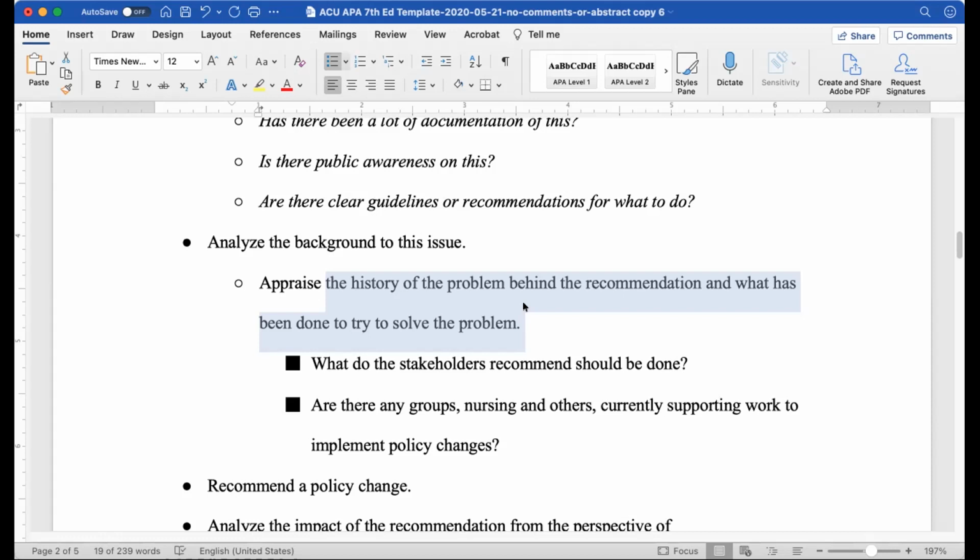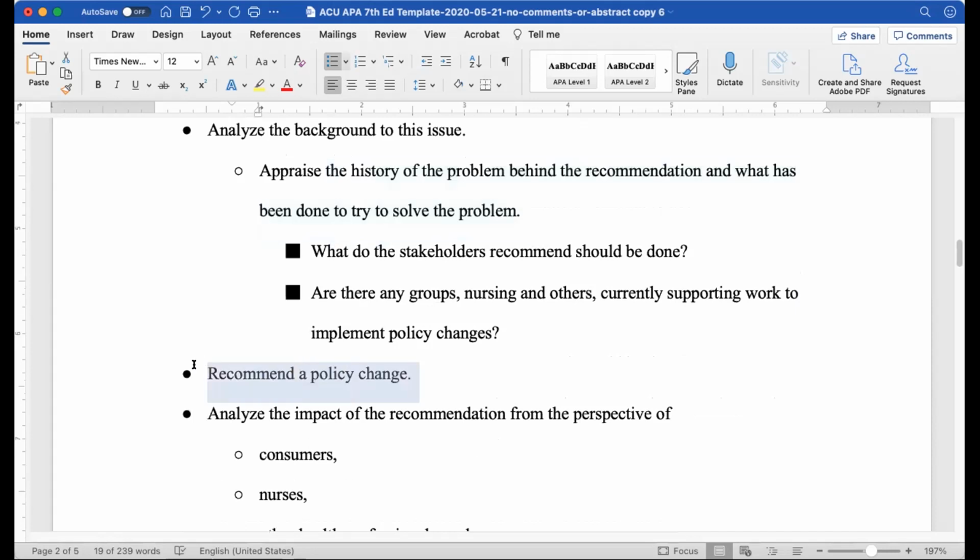All right. Any groups, nursing and others, currently supporting work to implement policy changes? So this is one of those things where you want to know and identify in the policy brief who's got an iron in the fire, who is working on this already, and who would you naturally want to enlist to make this happen. And in any healthcare environment, there's going to be some diversity, whether we're talking, say, going down to the phlebotomists who get called in to assist sometimes, or who can de-escalate situations, or the CNAs, or the attending physician, whatever you happen to recommend here.